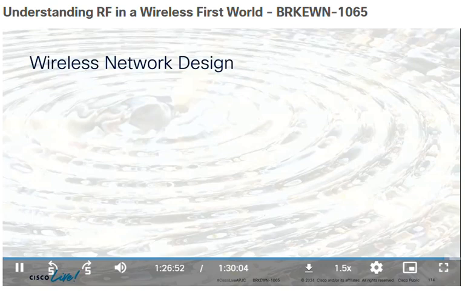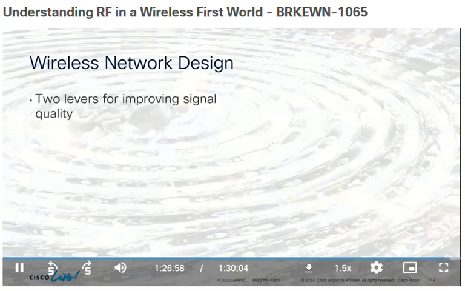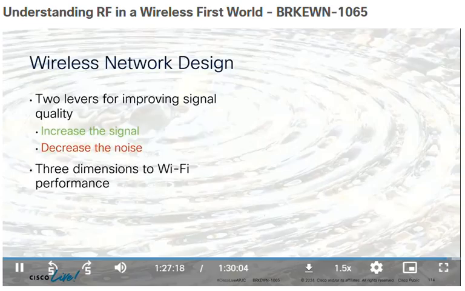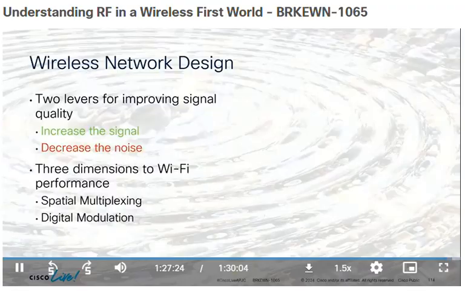All right, let's bring it home and wrap things up. I just want to summarize all the different things that we talked about. Number one, most important thing, I have two levers when it comes to my wireless network. I can increase the signal and decrease the noise. If I can't do one of those two things, don't call me up and tell me the Wi-Fi is not working right, okay? Number two, we went through the 3 dimensions of Wi-Fi: spatial multiplexing, where you have to think about the capabilities of the client, digital modulation, signal to noise ratio, and channel aggregation.